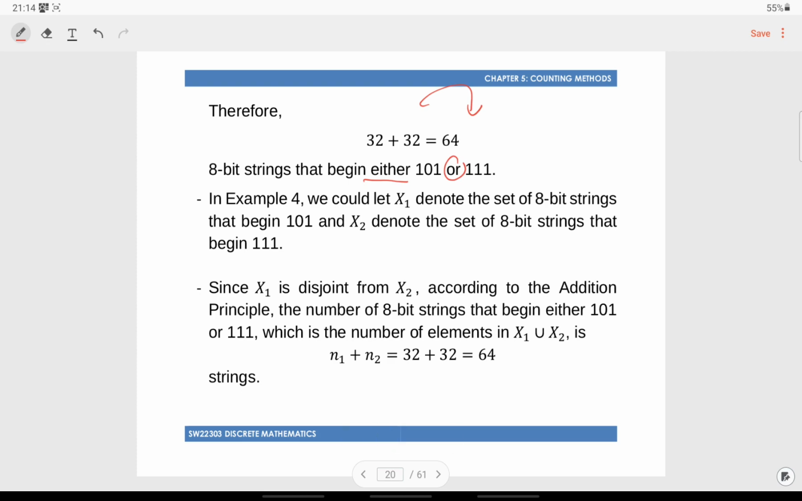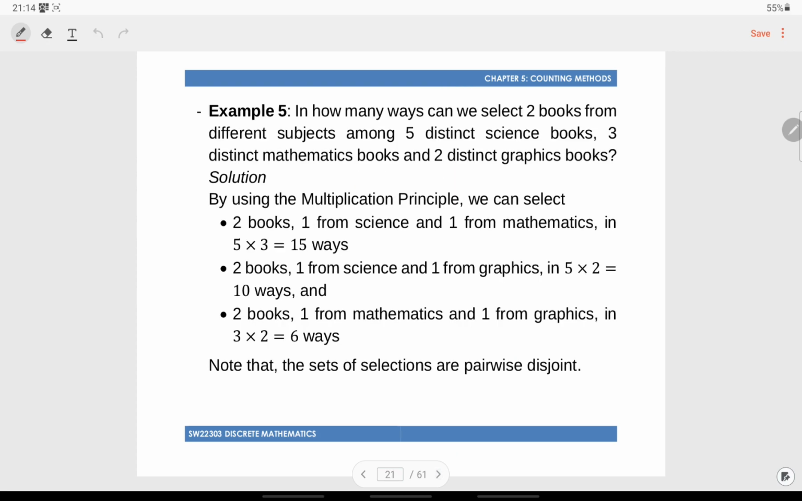So according to the addition principle, the number of 8-bit strings that begin either 101 or 111, which is the number of elements in x1 union x2, is equal to n1 plus n2, equal to 64, because there are 32 different elements in x1 and also 32 different elements in x2. So there are 64 different strings that start either 101 or 111. Okay, we proceed to example number 5.